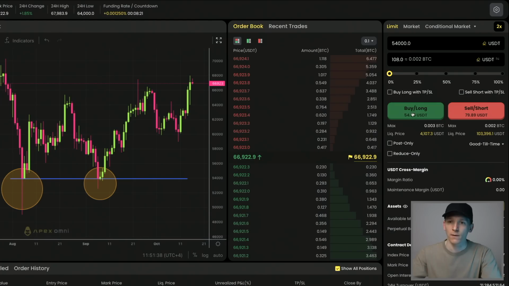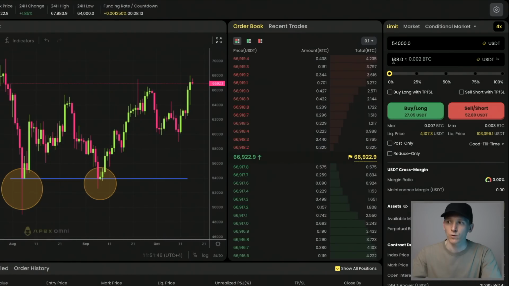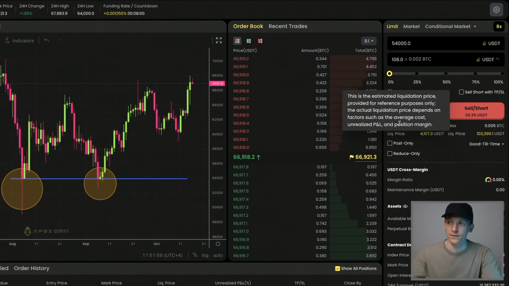So 54 is what I'm putting down into the trade to pay for any potential losses. 108 is the size of the trade. If I go up to 3 or 4x leverage, you'll see that the size of the trade does not move. I just put less down in the trade. So now, essentially, this 108 is 4x of my collateral that I'm putting down. The higher leverage you go, the less you put down in the trade.